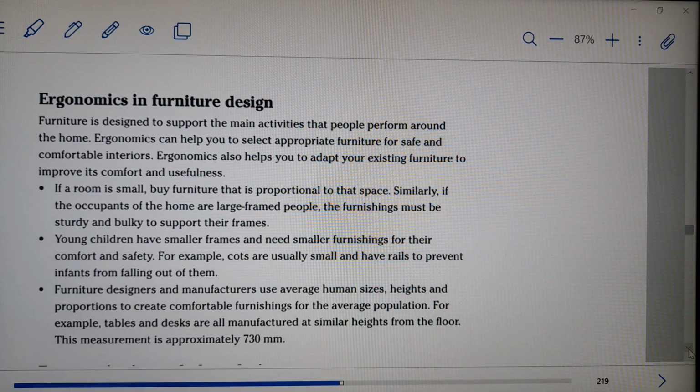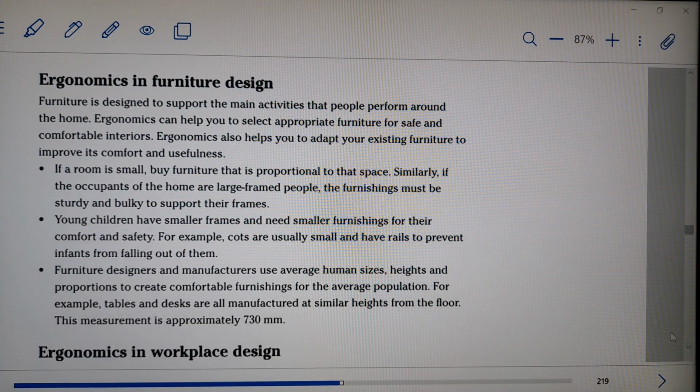And let's look at ergonomics in furniture design. Furniture is designed to support the main activities that people perform around the home. Ergonomics can help you select appropriate furniture for safe and comfortable interiors. Ergonomics can also help you to adapt your existing furniture to improve its comfort and usefulness.